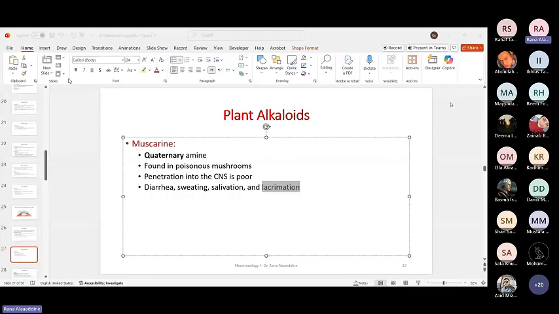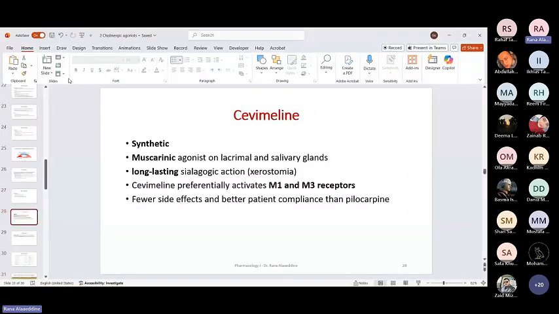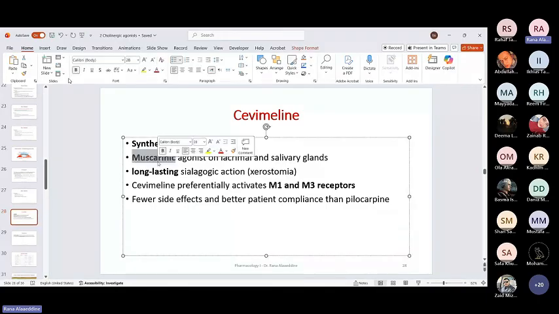Now I have a very special drug that's called cevimeline. This drug is specific to muscarinic receptors, but it's one of the very rare drugs that is specific to the odd numbers, not the even numbers. So M1 and M3 specifically, and this means it has fewer side effects simply because it's specific to some of those. And guys, this is very interesting for you.